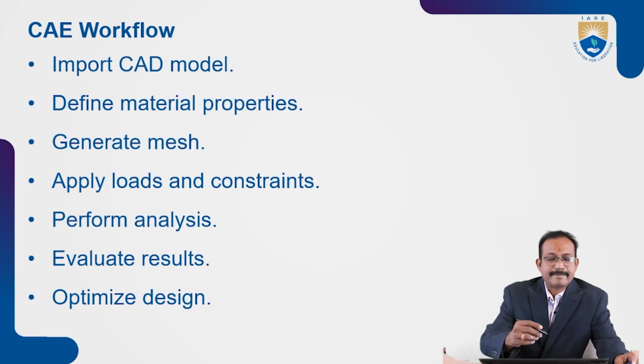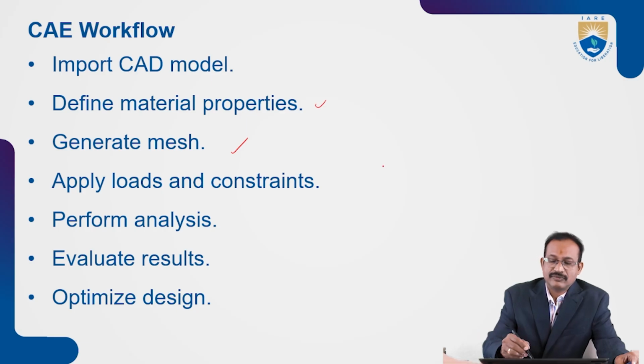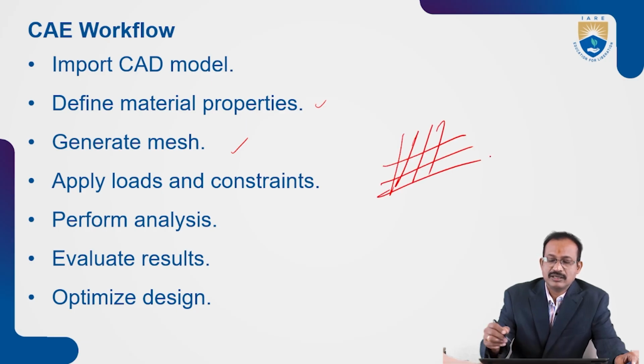CAE workflow. Import CAD model. First we have to create the CAD model in the CAD systems, and then import it into the analysis package. We need not discuss the creation of the CAD model here. Then define material properties, which is the stage of analysis. Next, generate mesh, where we apply various elements and nodes. That is nothing but meshing.